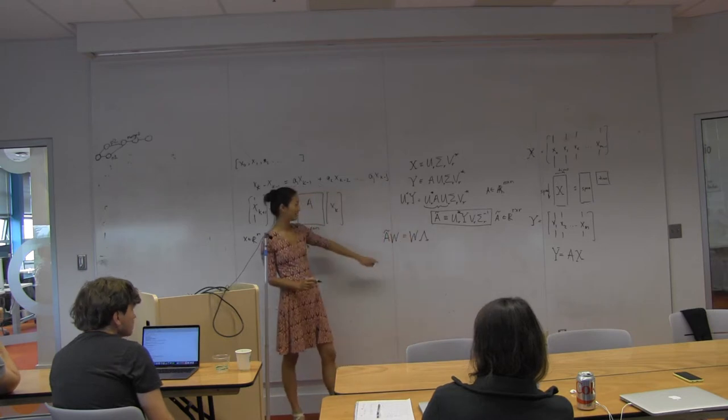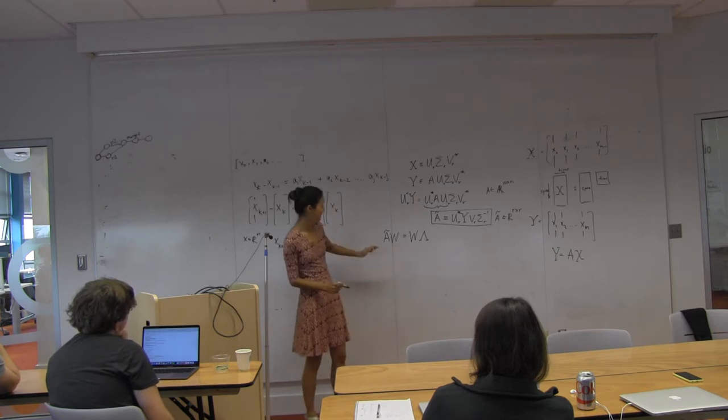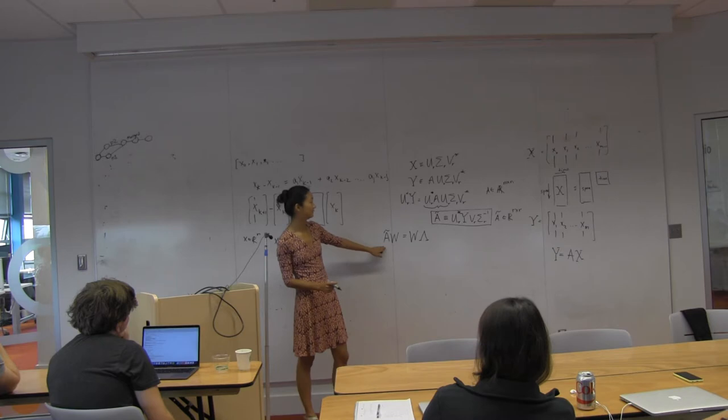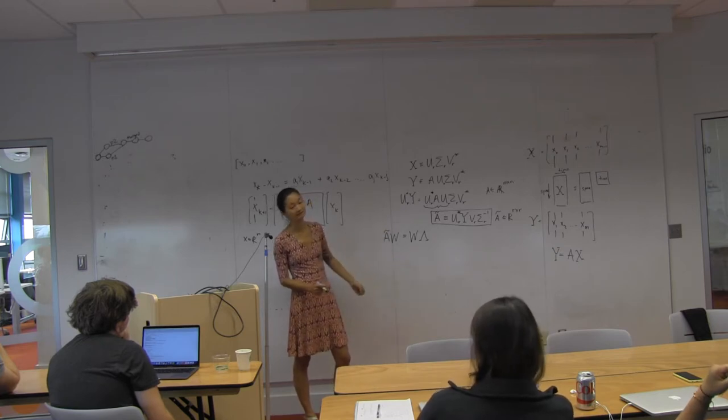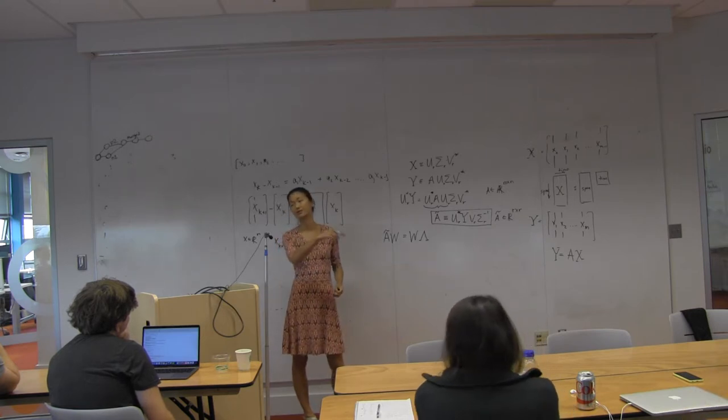Okay, so I take the eigendecomposition of A tilde, and what I get is a set of eigenvalues and eigenvectors of A tilde that are the leading eigenvectors and eigenvalues of A. It's relatively straightforward to just substitute the back end and show that that's true.